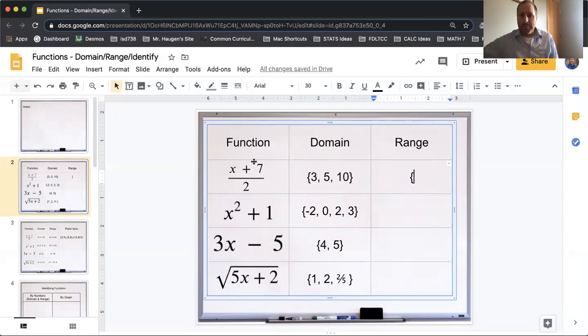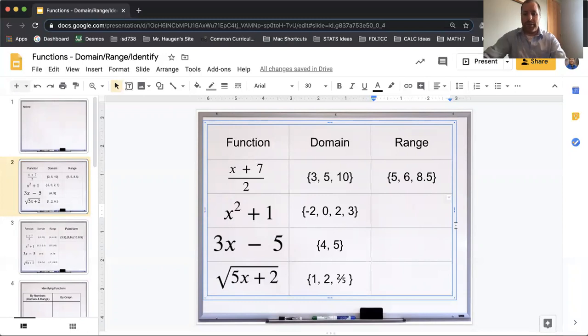And so then here, again, domain means plug those numbers in. We're going to use those. So here we would use the number 3. 3 plus 7 is 10, divided by 2. So we get 5. And then I would put in 5. 5 plus 7 is 12, divided by 2, 6. Then again, 10 plus 7 divided by 2. Well, that would be 8.5 because that's 17 divided by 2. And there's my range corresponding with this domain.